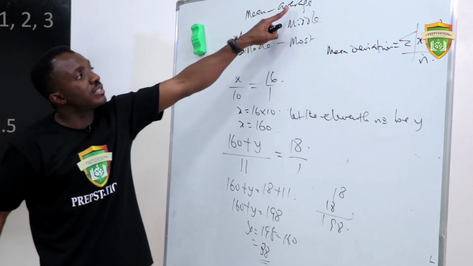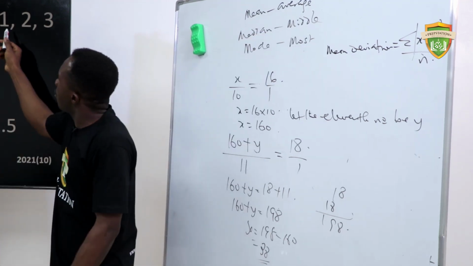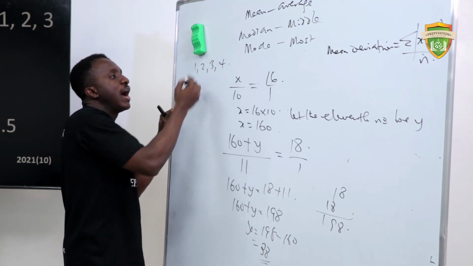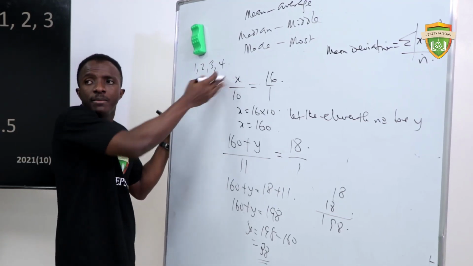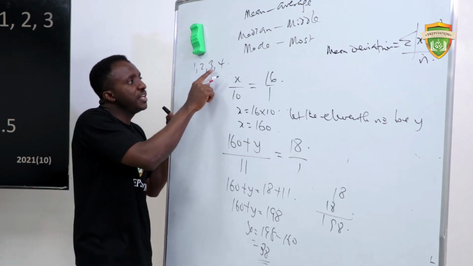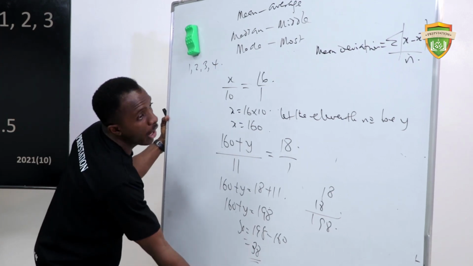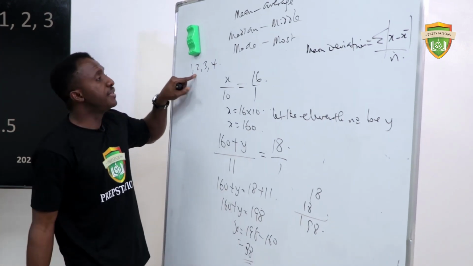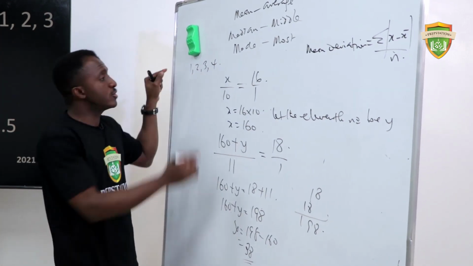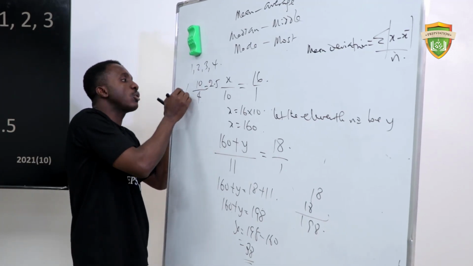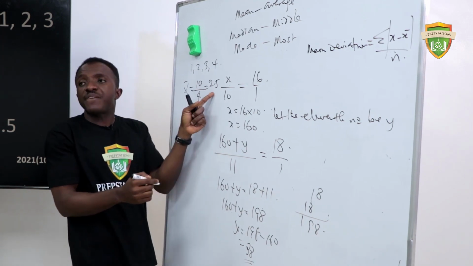Now mean, I told you, is what? Average. How many numbers do we have here? 1, 2, 3, and 4. How do you find the average? You take the sum, divide by the number. 1, 2, 3, 4. Already, this is 10. How can we see that? 1 plus 2 is 3, 3 plus 3 is 6, 6 plus 4 is 10. So we have 10 over how many numbers? 4, which gives us 2.5. So the mean is 2.5.